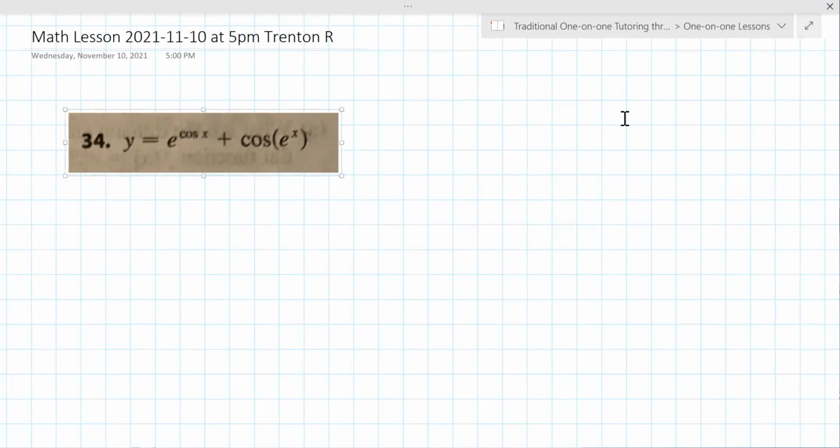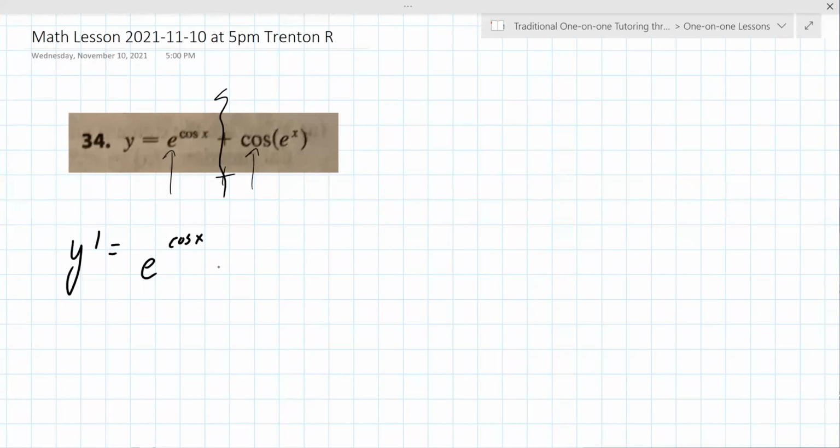I see some chain rule for the cosine. Absolutely. But this is just a function and this is just a function and you're adding them together. So you kind of look at it like it's two separate problems. What's the derivative of e to the x? e to the x itself. Yep. So the same thing, you're adding it.